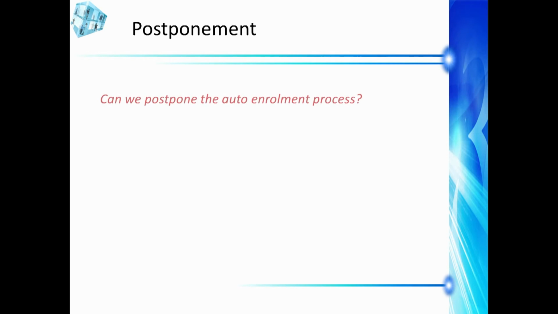Can you postpone auto enrolment? Well, the answer to that question is yes, you can. You can postpone it for up to 3 months. So if at your staging date you're not ready to go through the process, well then you can postpone it for up to 3 months.